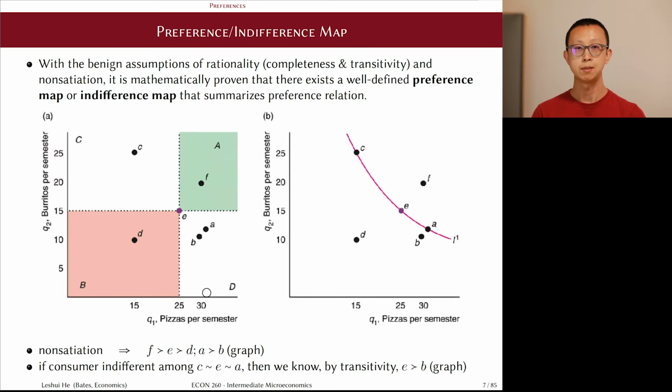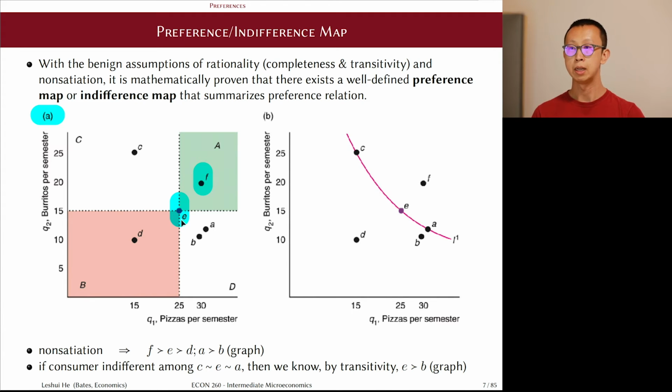So what do we mean by that? First of all, in any one of these maps, we will be able to represent any combination of the two choices with a coordinate or a dot on this map. Let's look at figure A for now. For instance, this particular point E represents a bundle that has 25 units of pizza and 15 units of burritos per semester. Now if we look at point F here, point F represents a different combination, which has 30 pizzas per semester and 20 burritos per semester.